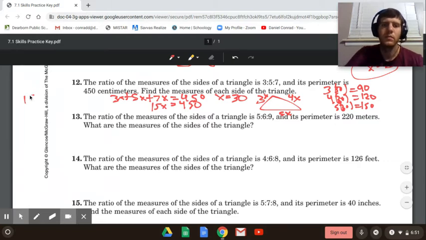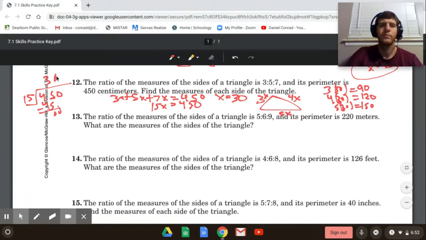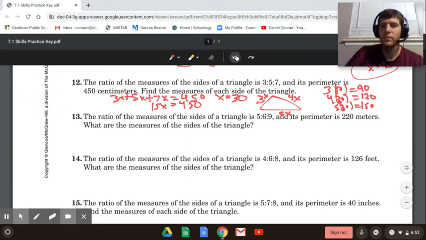How many times does 15 go into 450? 3, right? So that's 45, 0, 0. Okay. It's 3x, 5x, and 7x. There's our problem. So let's go back a little ways. And see, that's why you always check your answer to make sure you don't screw up, right?